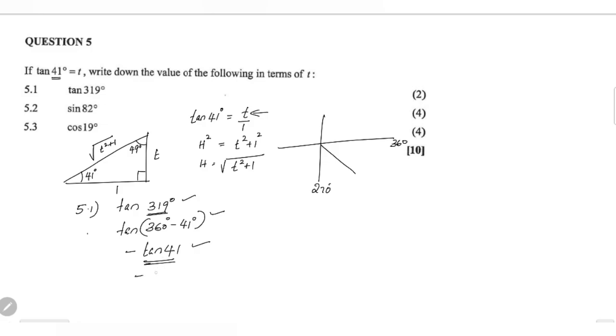What is tan 41 now? It is t, isn't it? See, it's very simple. We got it. That is a 2 marks question. Now we can go to the next question, 5.2.